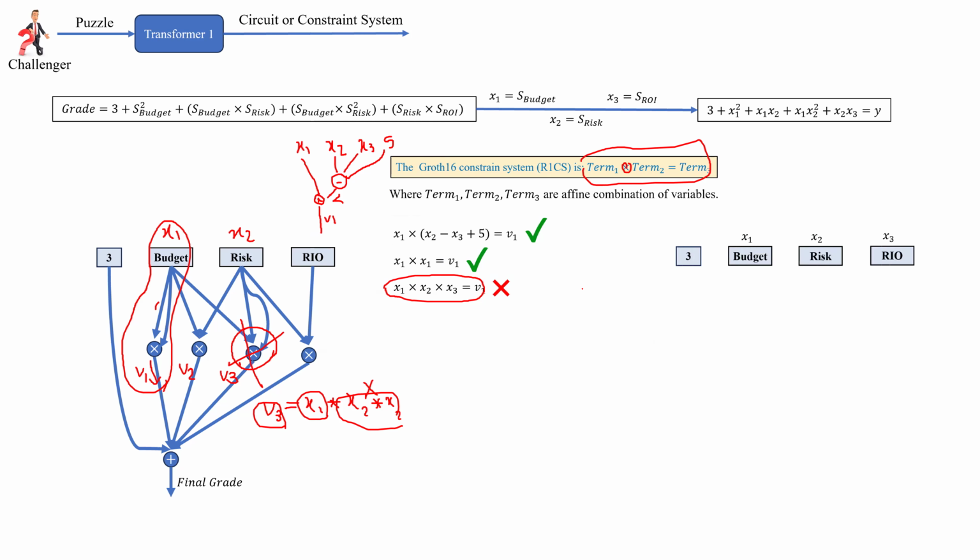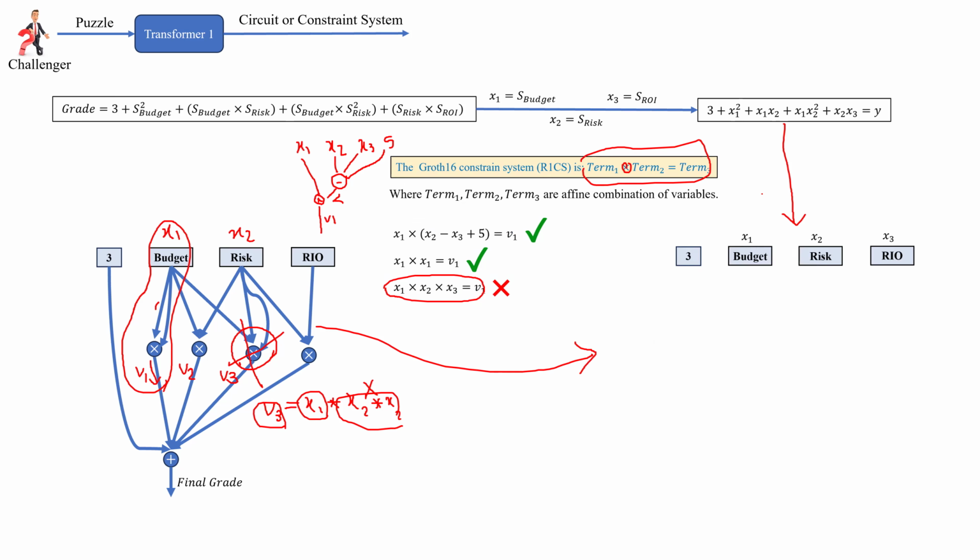Okay, so based on this discussion about the definition of R1CS, now we want to revise this circuit in a way that leads to a valid circuit, which is proper for Groth16. So first we want to convert this formula or this puzzle into a valid circuit.